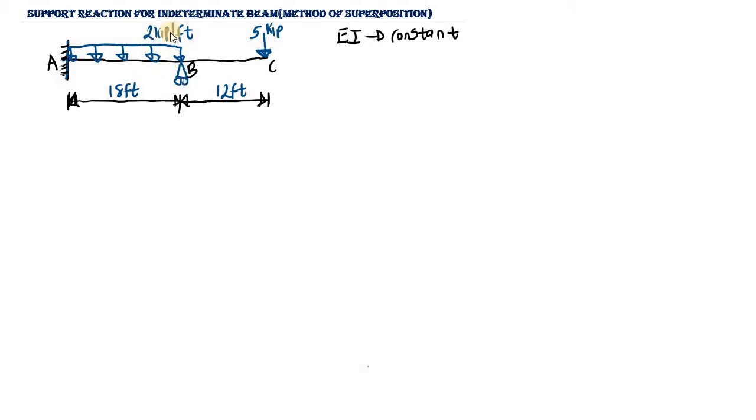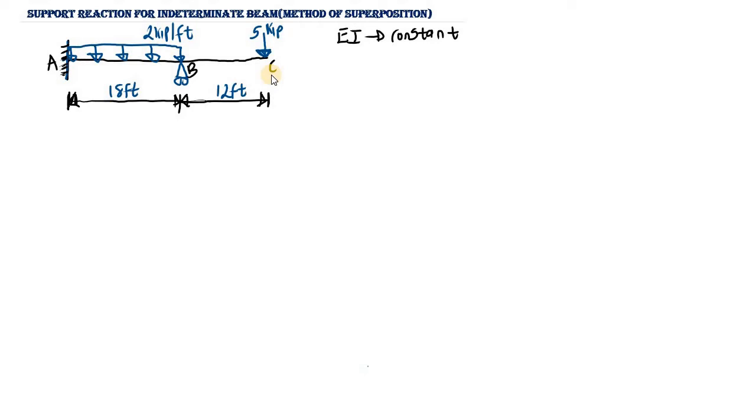Then we have a distributed load of 2 kip per foot, distributed throughout the span length of 18 feet, and we have a point load of 5 kip at point C. The distance from B to C is 12 feet, and EI is constant. This means that the material property of span AB is the same as the material property of span BC. Now we are going to use the method of superposition to calculate the support reactions.